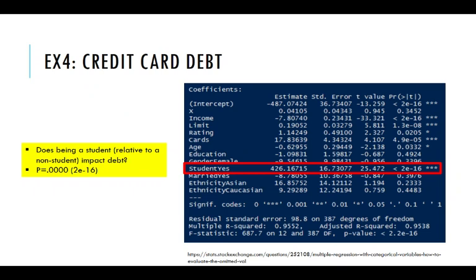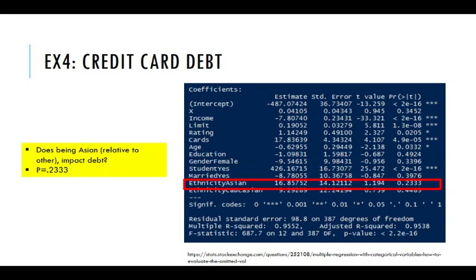So let's think about what this tells us. How do we interpret this? Everyone agree that if you're a student, you're going to have $426 and some change higher debt than somebody who's not a student. Let's say that again. A student has $426 more debt than somebody who's not a student, holding all else constant.